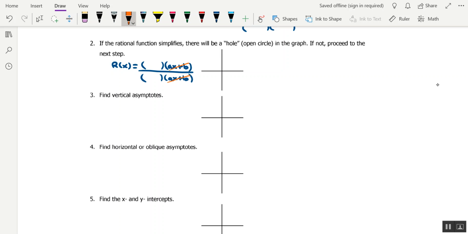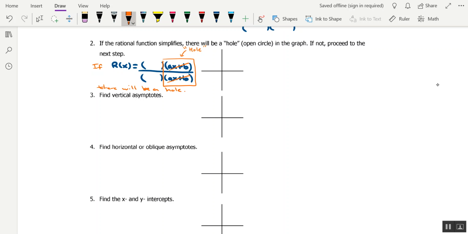But in terms of the graph of this rational function, what's going to happen is these two common factors that divide out will produce a hole. So this is an indication that there's going to be some sort of hole in the graph of the rational function, which is something that we plot as an open circle. So if the rational function simplifies such as this, then there will be a hole.